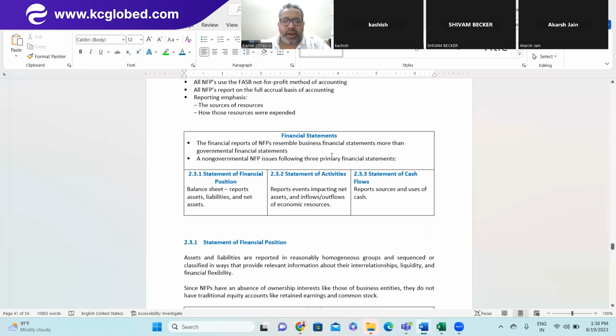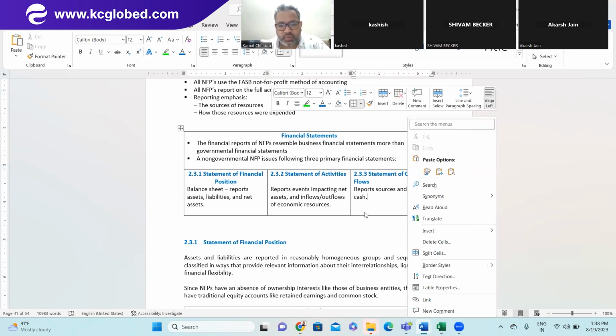In the financial statement, again, there are four things. One is statement of financial position, second is statement of activity, third is statement of cash flow. Then I think I should add one more, notes to accounts. So I'll add in the notes. Let me do that.